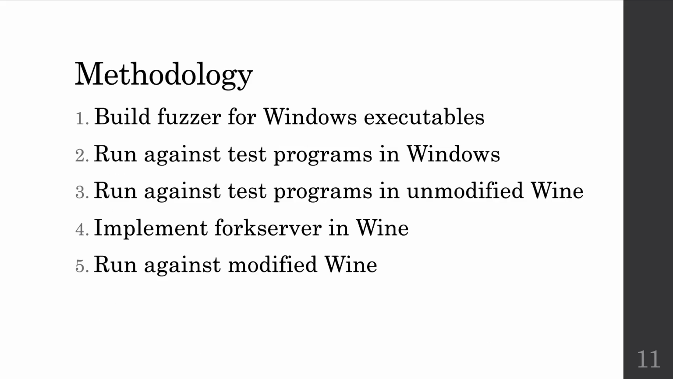So our methodology is to test a fuzzer that we build against Windows. We're going to use the same fuzzer and modified wine. Then we're going to use a slightly modified wine with a fork server and see if the fuzzer improves its efficiency there.